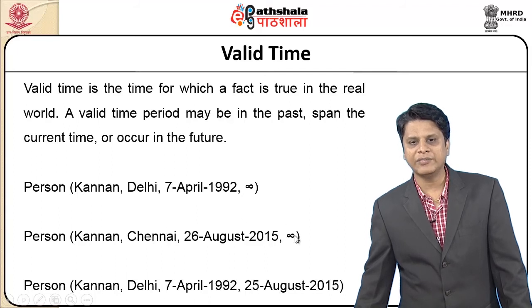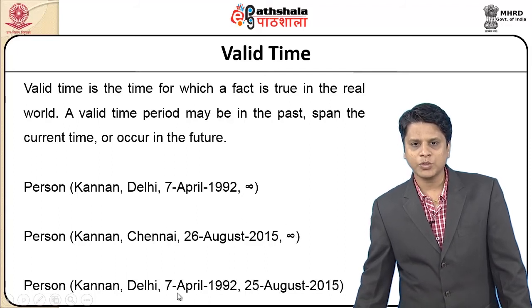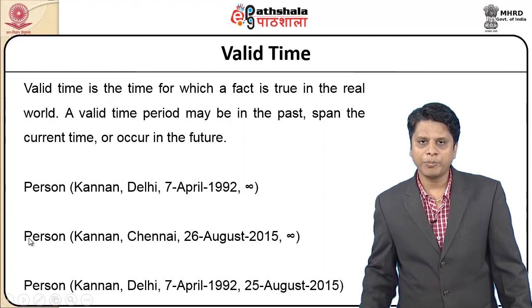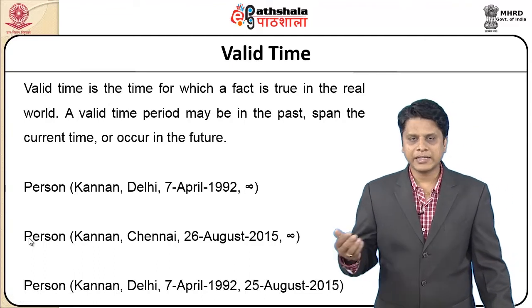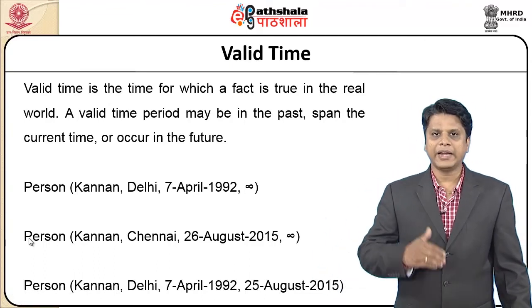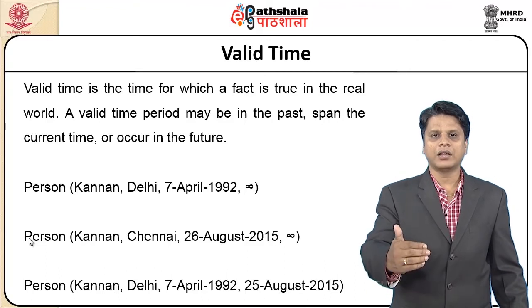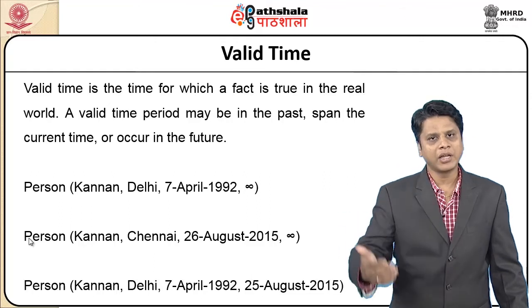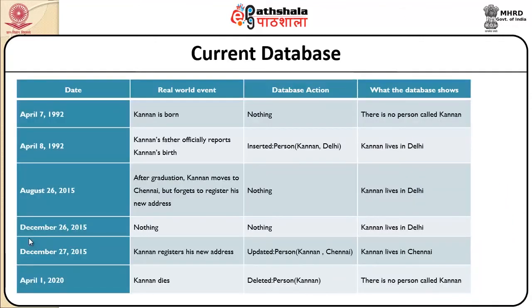Now the person's living time might be infinity, but the period in which the person lived in Delhi has been defined. So 7th April 1992 to 25th August 2015 Kannan was living in Delhi. That updation has been made, whereas here I am trying to update a fresh record which says Kannan has relocated himself to Chennai and he started living in Chennai from 26th August 2015, and it will be until infinity. So that is what we are trying to provide from the current time.